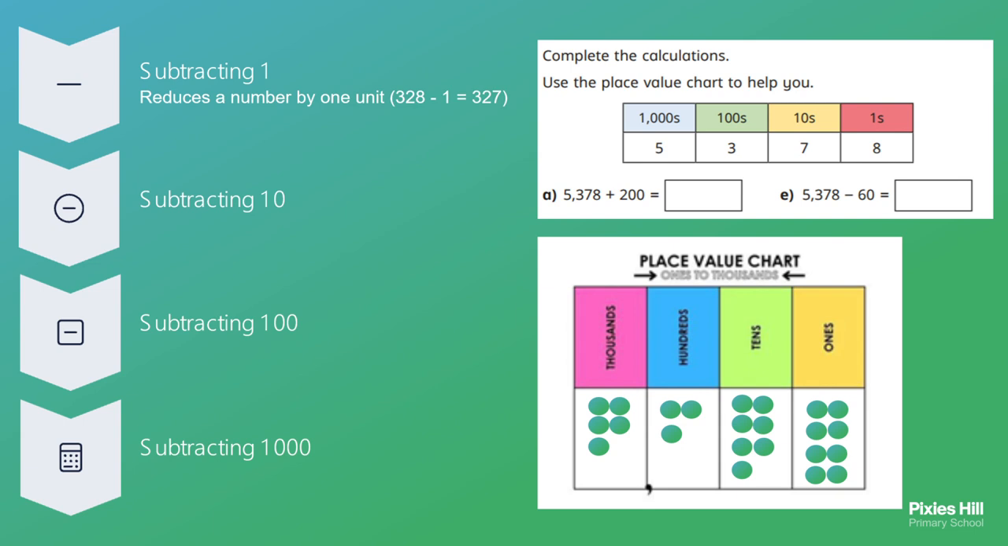In Year 3 and 4, the children begin to develop their understanding by revisiting place value and subtracting ones, tens, hundreds, and thousands. The place value chart can be helpful as a physical manipulative, as the children can remove their counters. When looking at the calculation 5,378 take away 200, we can take 2 counters from the hundreds column to make the new total.